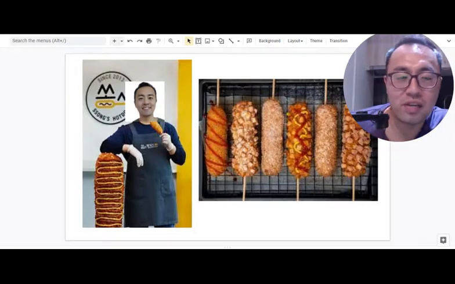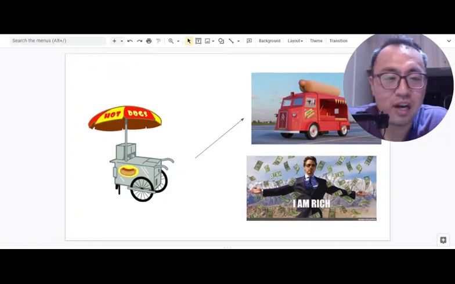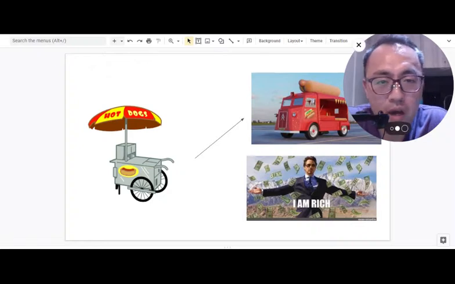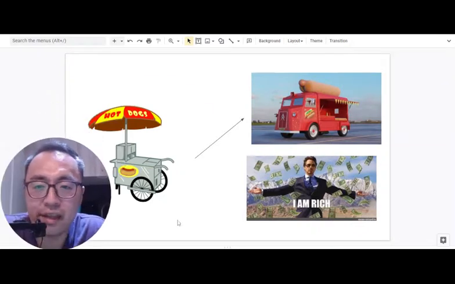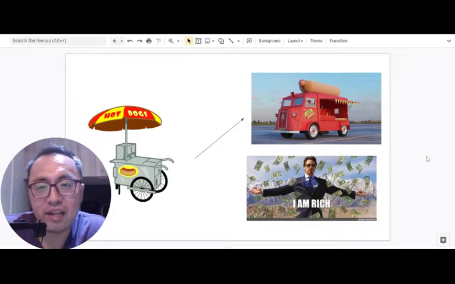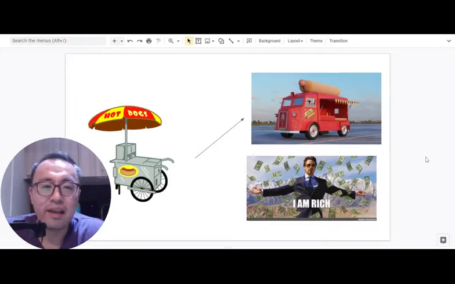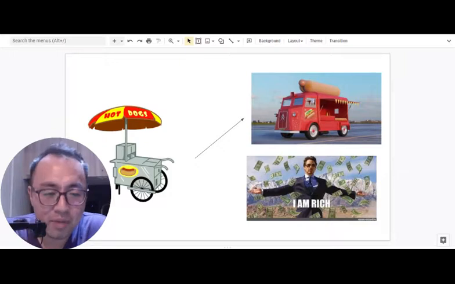Anyway, suppose I sell Korean hot dogs, and I start from one hot dog cart, right? And I do well, and I keep expanding my business and eventually upgrade. My business is expanding, and I'm starting to make a lot of money.